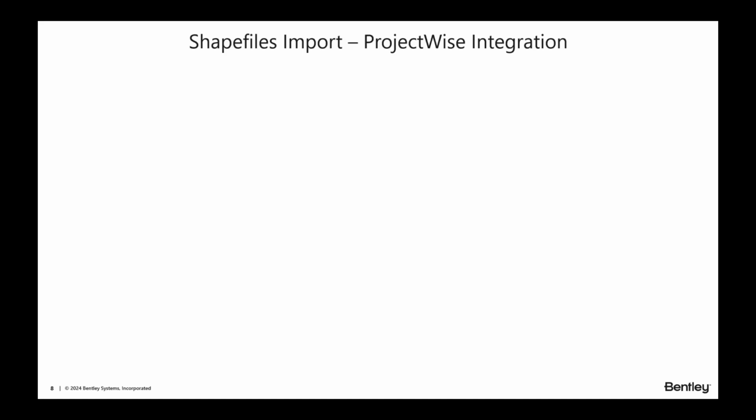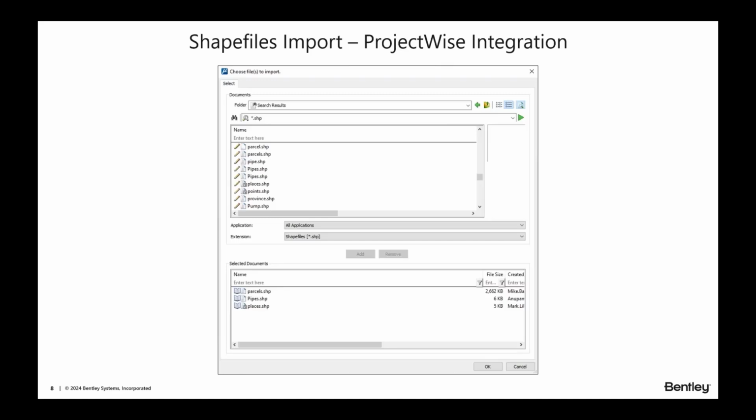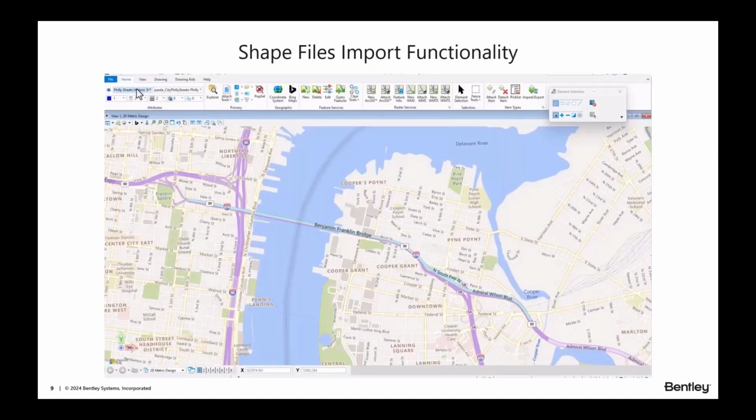Another enhancement that has happened in the geospatial context is that shapefile import can now be integrated with ProjectWise. So it is possible to import shapefiles saved inside ProjectWise. Users do not have to export their shapefiles out of ProjectWise before they can import them into MicroStation. Everything can be done in one operation. So this actually saves you a lot of time by reading the shapefiles directly from ProjectWise to import them in MicroStation.